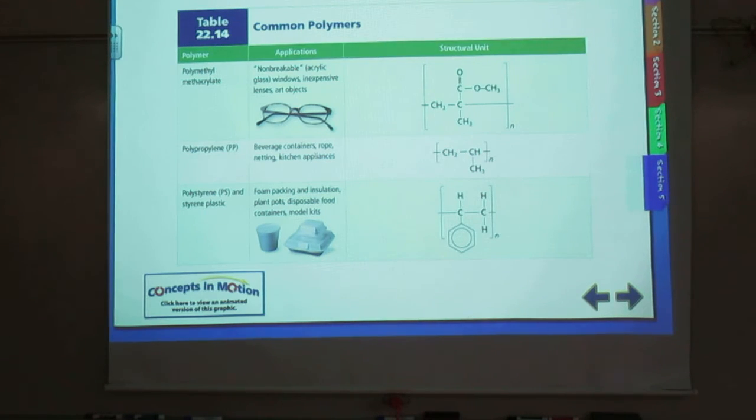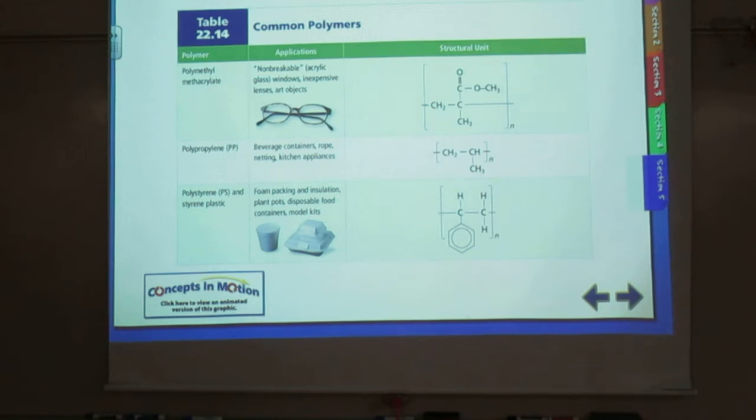Here's some more polymers that are common. Polymethyl methacrylate, which is found in non-breakable glass like your glasses, lenses, windows, your car windshield, which is supposed to break very easily. And the monomer for that one is a lot more complicated than polyvinyl chloride and the other monomers that we previously looked at.